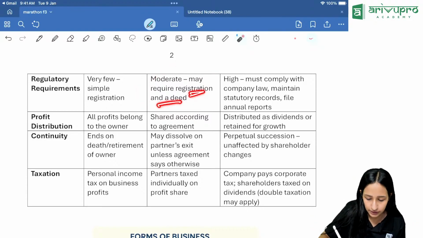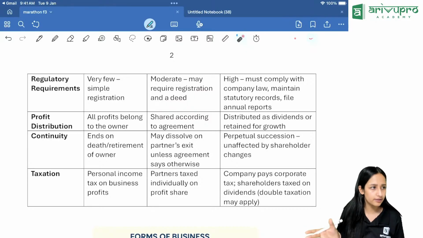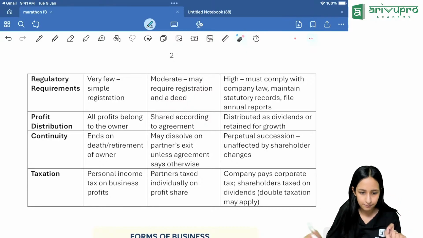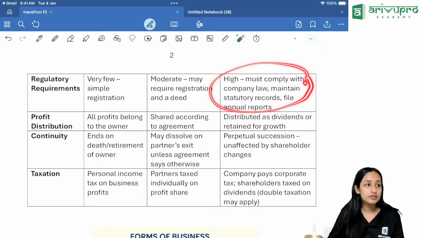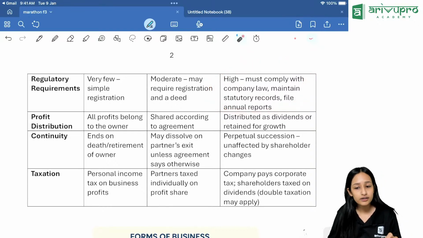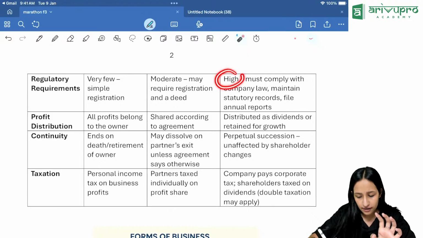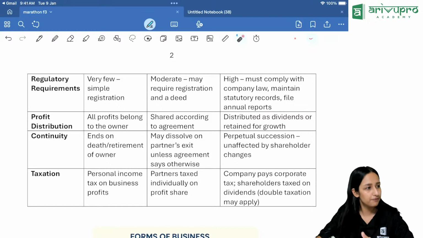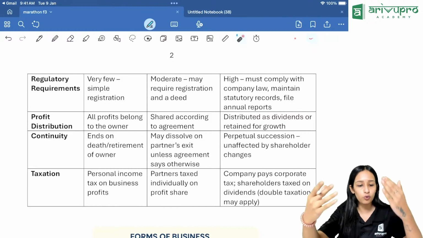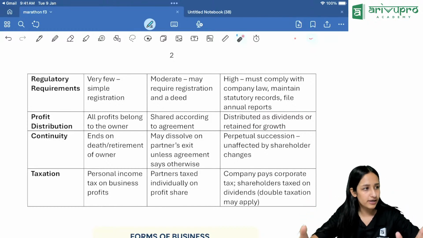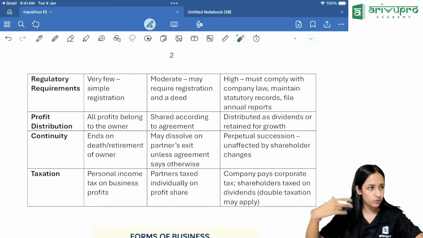That's why they'll have to make a partnership deed, and then they'll have to start the business. So a little bit of regulations there. Coming to limited liability company, the regulatory requirements are very high because it is listed on the stock exchange, because people are giving their money to the company to invest. So that's why they must comply with the laws, with statutory records, with reports, with everything. They have to be open like a transparent window. Everybody needs to see through what's happening there.